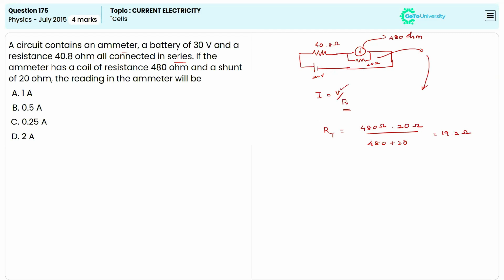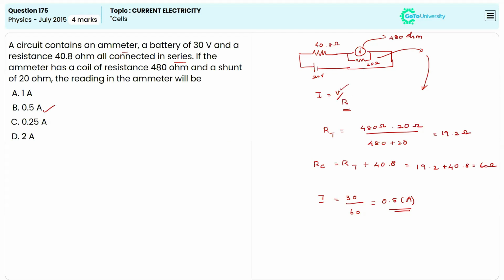Now we have another resistance which is connected in series. So we can say the effective resistance will be R total plus 40.8. So we can write 19.2 plus 40.8, which will be equal to 60. Now we have a voltage and the resistance. So the current will be equal to voltage 30 divided by the resistance 60. When we simplify this, we will get 0.5, and the unit will be ampere. So the correct answer for this question is option B.